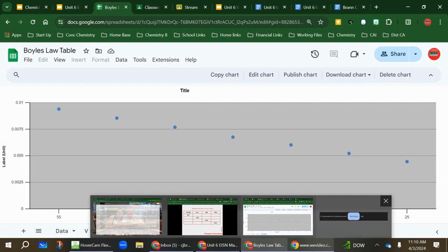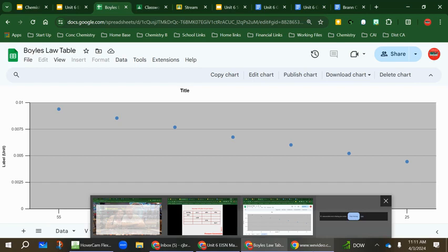Okay. So when we're looking at this, ladies and gentlemen, we're looking for two things. One, is the line straight? Two, which way is the line going? Here it's going down. A line going down indicates what kind of relationship? Inverse relationship. Meaning, as pressure goes up, volume goes down, or as volume goes down, pressure goes up.